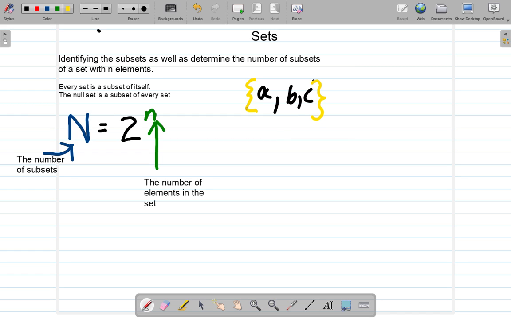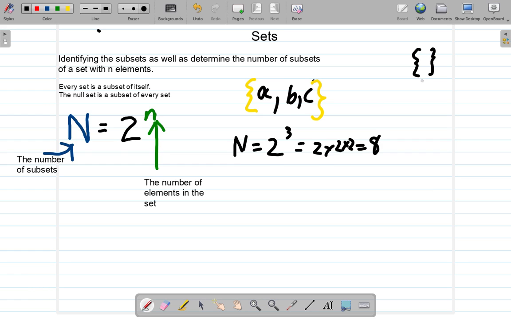All right, let's look at this one. The number of subsets is 2 to the power of the number of elements. 1, 2, 3 elements. 2 to the power of 3. What is 2 to the power of 3? It means there are 3 2's and they multiply one another. 2 2's, 4, 4 2's, 8. So there should be 8. Let's see what's going on here. There should be 8. What are they?